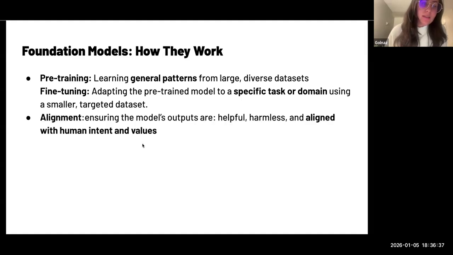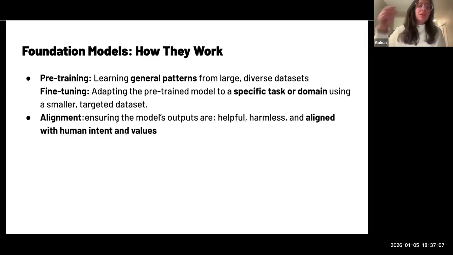So how they work is, you might have heard of these buzzwords of how a foundation model works. In general, it's usually three steps. First is pre-training the model, which is basically training, learning the general patterns in these large and diverse data sets.